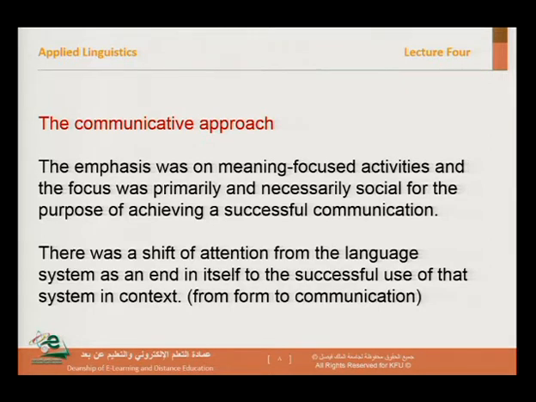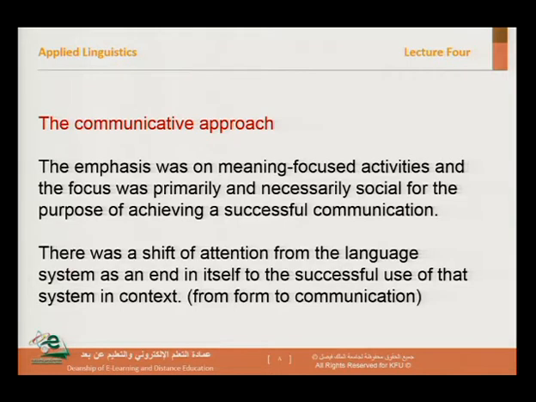Students do activities that they are going to use outside the class, that those activities were not actually mechanical in terms of just put is, just put es, just put ing when you have is, am, are, when you have the verb to be. This is not the case here in the communicative approach.